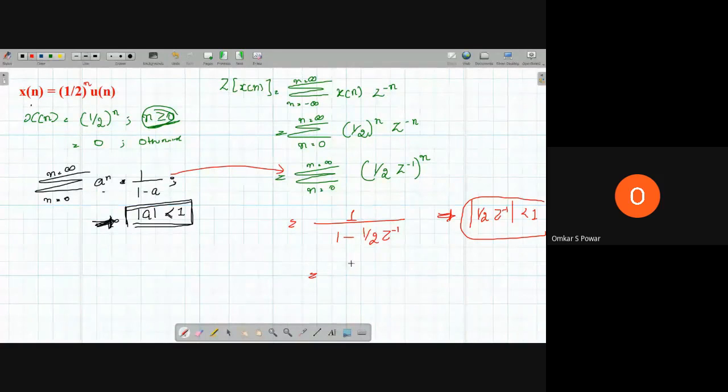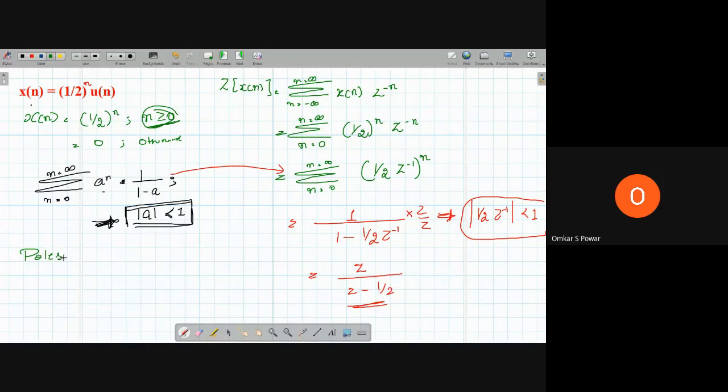How can we further simplify this one? I will multiply and divide numerator and denominator by z. What we will get is z by z minus half. So this is our ROC. In order to get the pole, what I have to do is equate the denominator to 0.